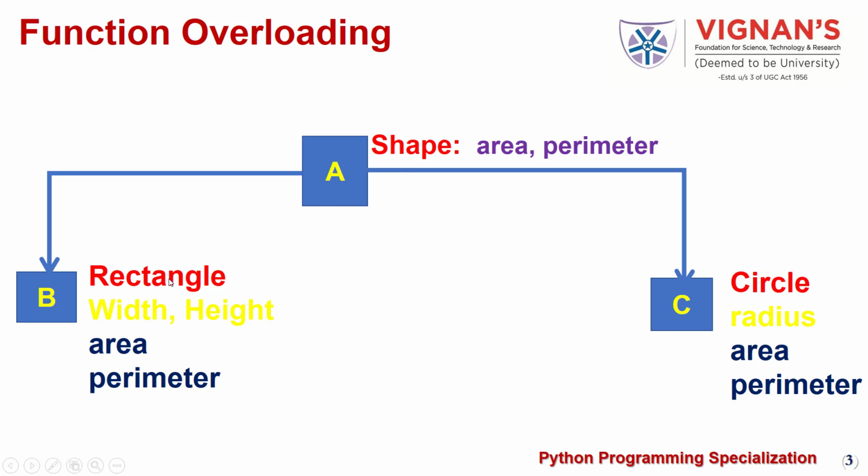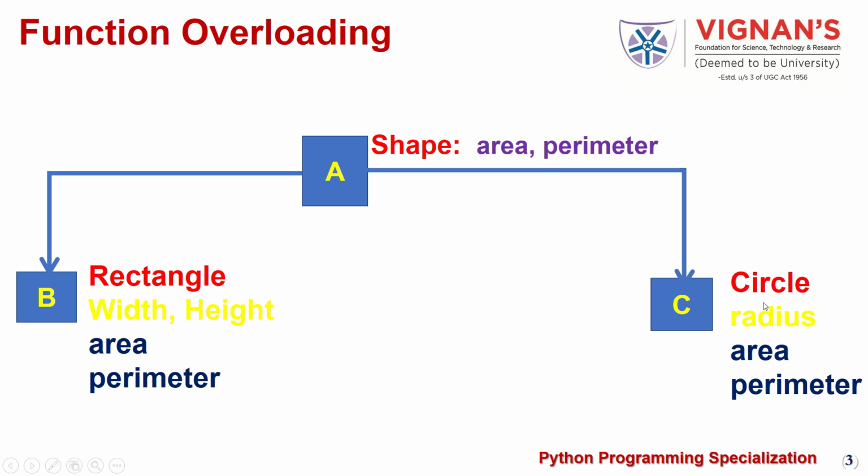In the rectangle class, we want to add two object data members: one is the width and the other is the height. Here we need to override the methods area and perimeter. Actually, the area and perimeter methods are derived from the shape class, but here we need to override the area and perimeter methods.